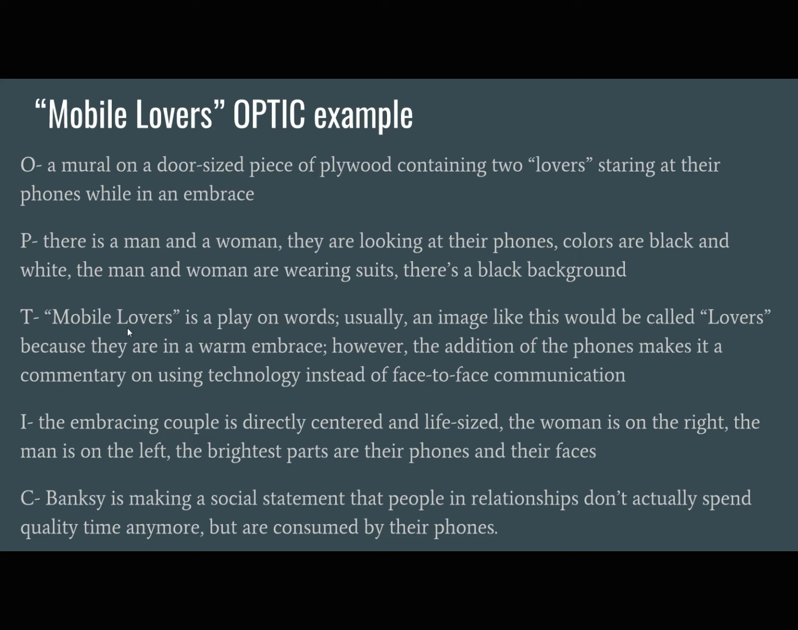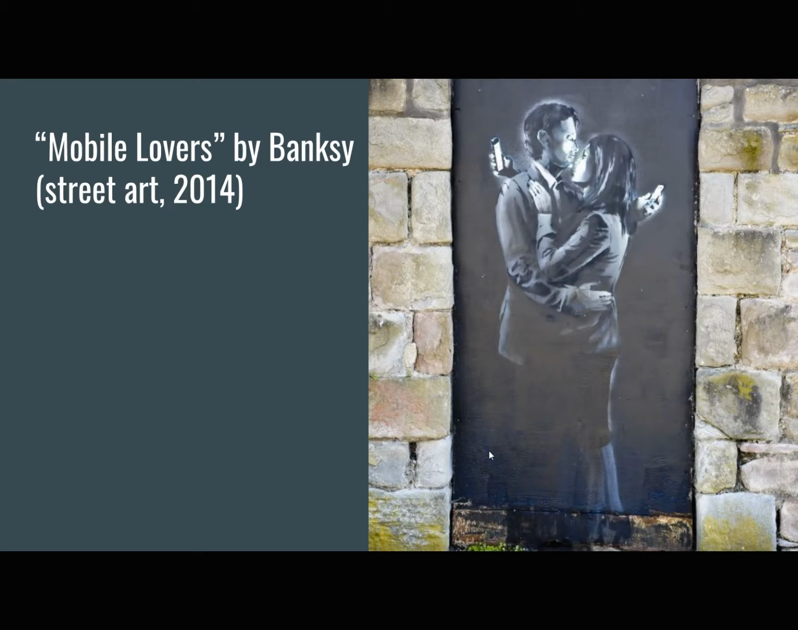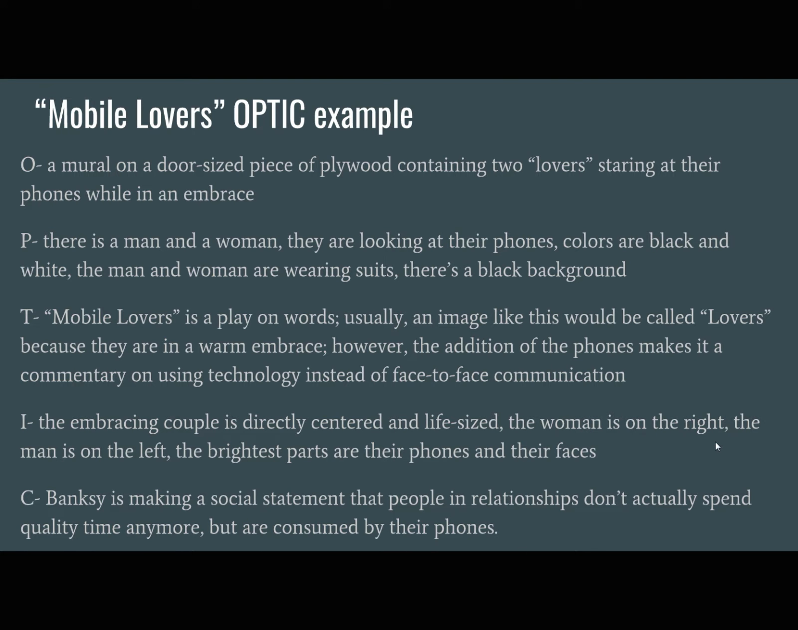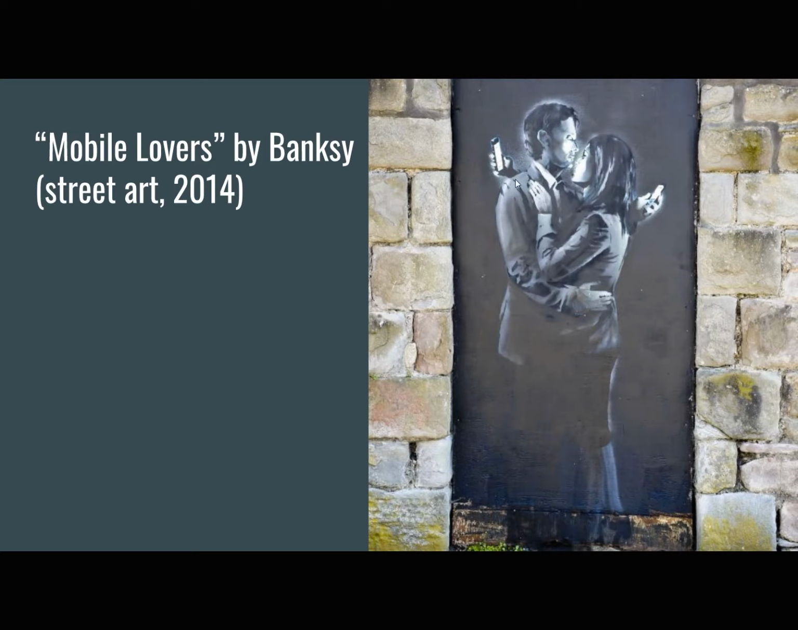I, interrelationships. The embracing couple is directly centered and life-sized. So I talked about the couple before, right? But now I'm talking about them in relation to everything else. So here, they are perfectly centered through this doorway area. And they're life-sized. If you were to walk by this, they would be about the same size as normal people. The woman's on the right, the man's on the left, right? I'm just talking about their relationship to one another here.